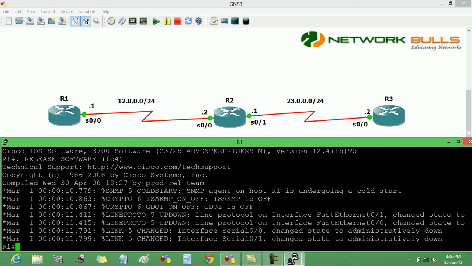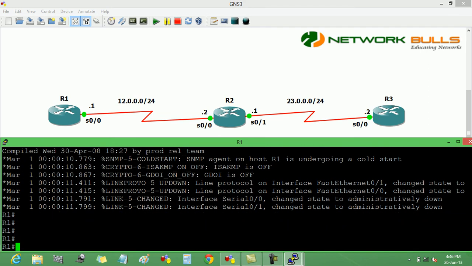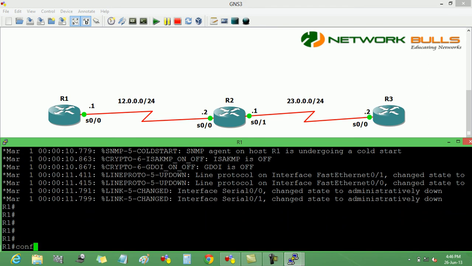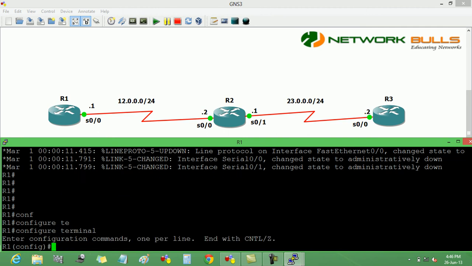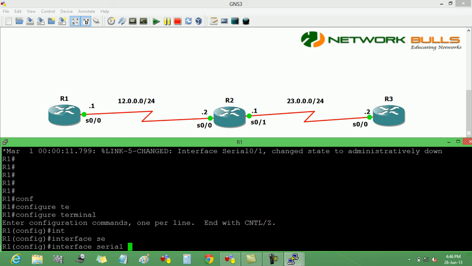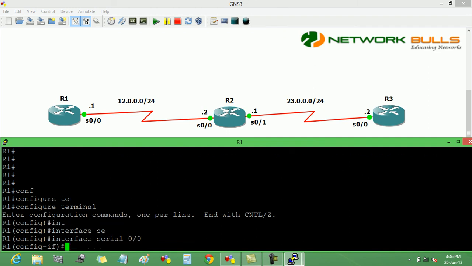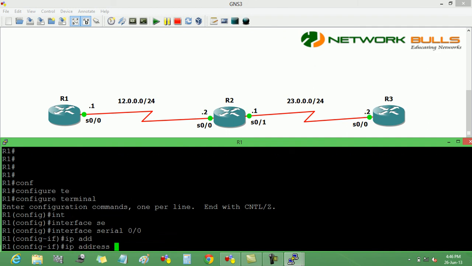So moving to router 1, first I have to go into the configuration mode, conf terminal, then into the particular interface in which we have to configure this IP address. So interface serial 0/0 and then the IP address. So the IP address is 12.0.0.1 and then the subnet mask for it.